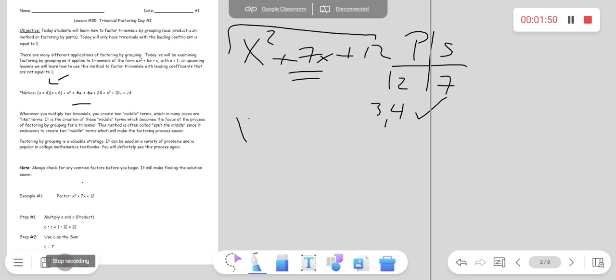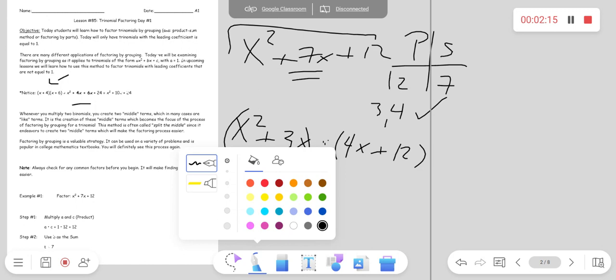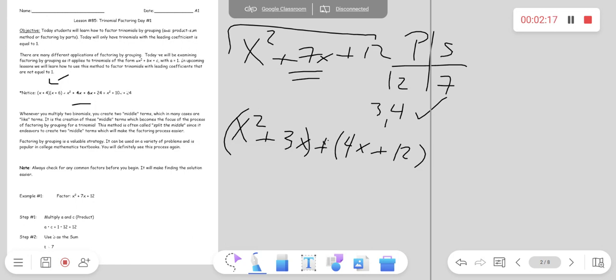So what I have here is really x squared plus 3x plus 4x plus 12. And what I'm doing is I'm going to group the first 2 together. Now, there's a plus sign right there. Let me make it look better. There's my plus sign right there. So that plus sign has to live between them.